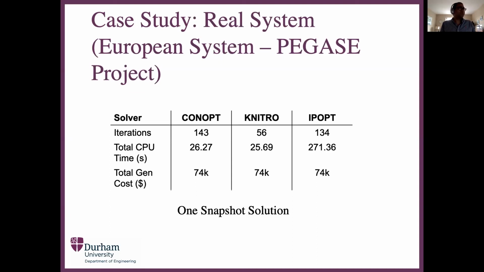We get really good results across the board. For CONOPT and KNITRO, which are general purpose solvers more tailored to nonlinear problems, the CPU convergence time is more or less the same. We take a little bit more with IPOPT, but nevertheless, it's within the expected values that we wanted.